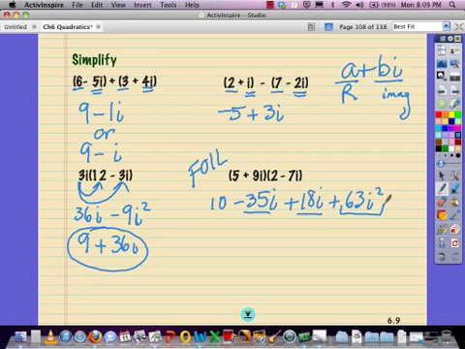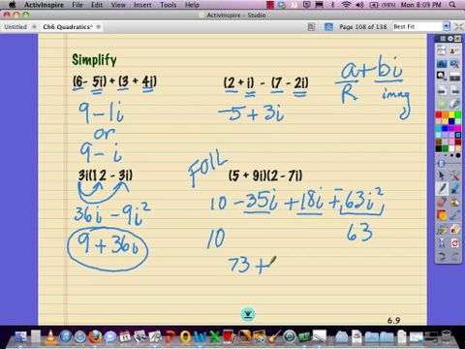you know what, I made a sign error there. I think that's supposed to be a negative, because last times last, 9i times negative 7i is negative 63i squared. So actually, i squared would be negative 1. A negative times a negative would give me a positive 63. That positive 63 with the 10 that's down here, as regular real numbers, would add together, and we would get 73 for our first term or real part.